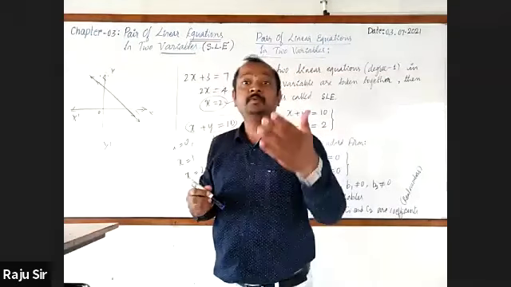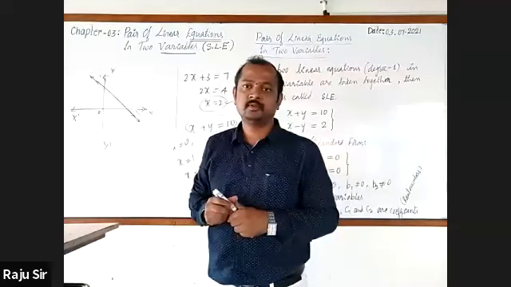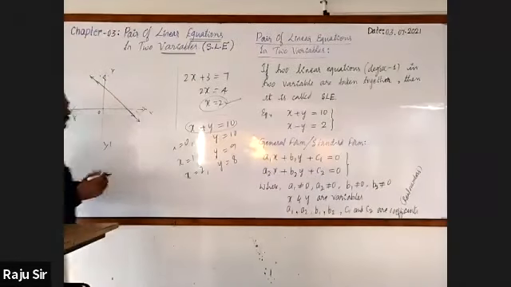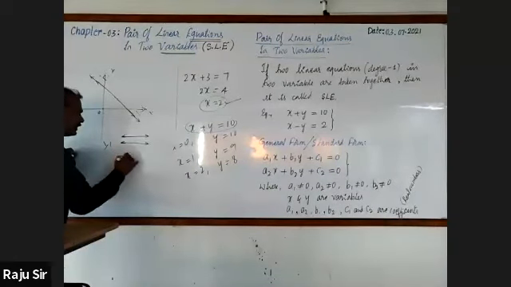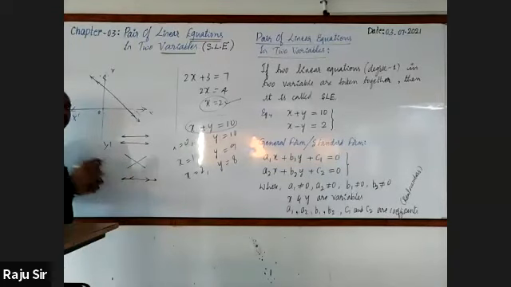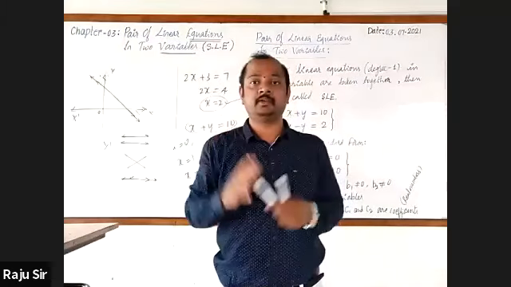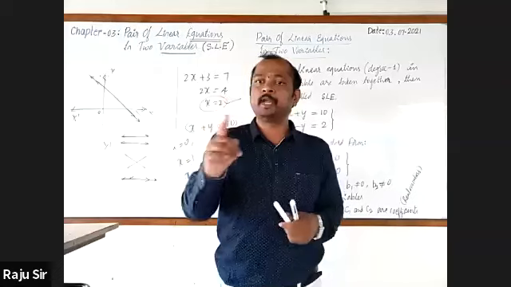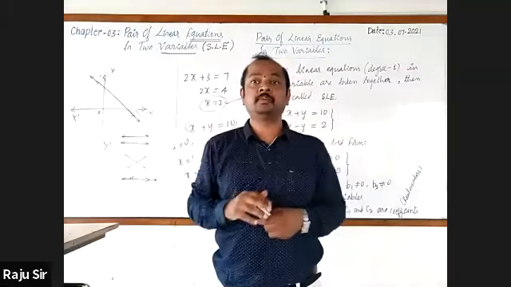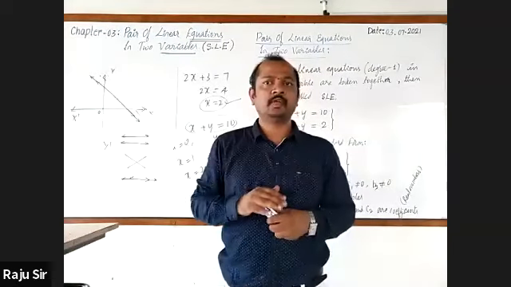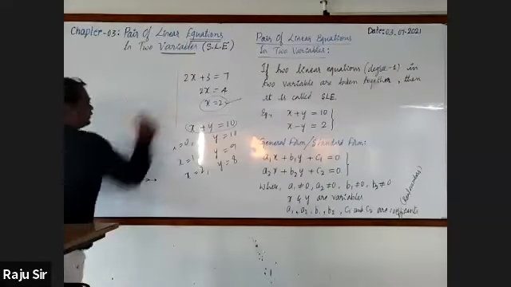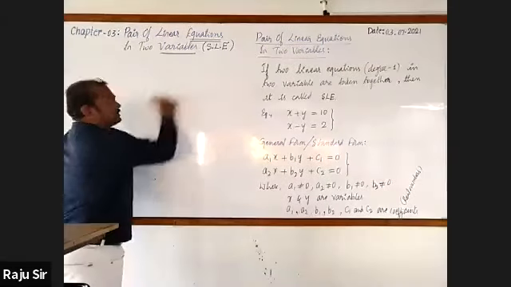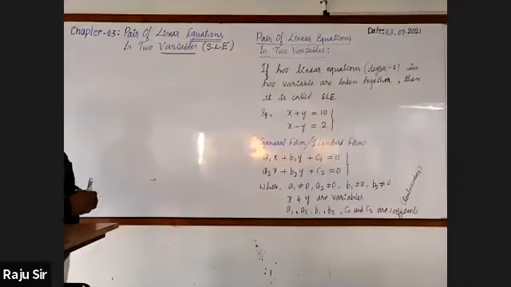For these possibilities, we have different conditions. As we have come to know, for a pair of linear equations in two variables, their graphs may be parallel, intersect, or coincide, and the solutions will also be different. They'll have different types of solutions. To obtain these solutions, we have different methods. Before going to those methods, let me give you the information regarding these. Now we are discussing solutions of a pair of linear equations in two variables.